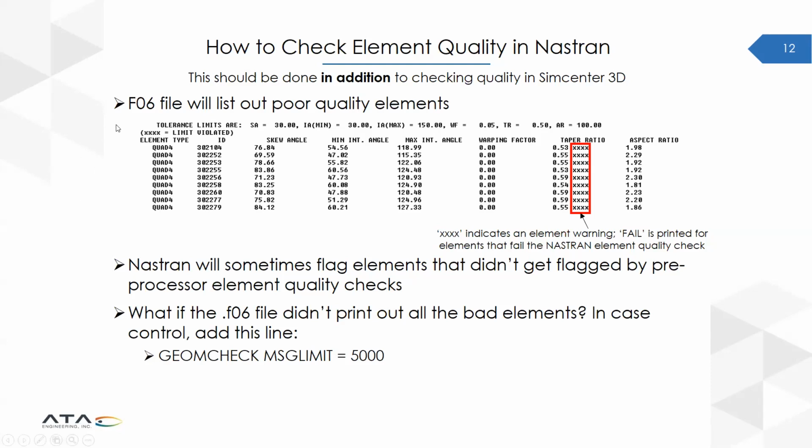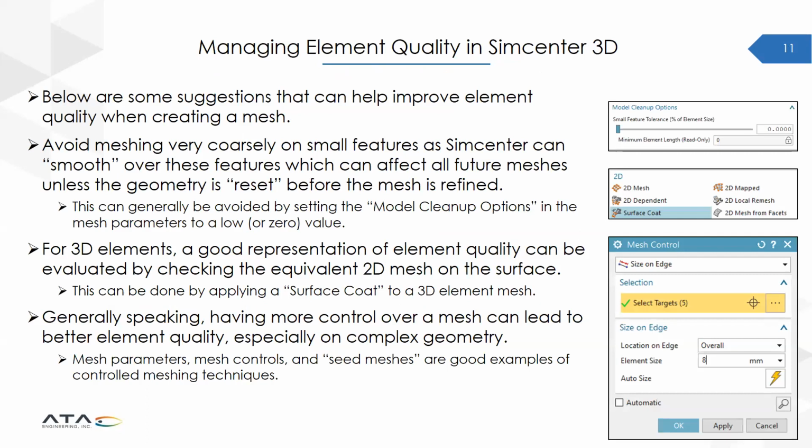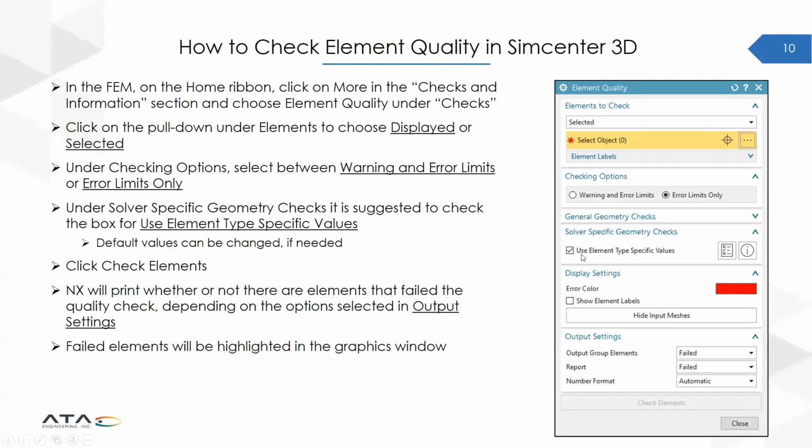On the top, you can see what the tolerance limits are for NX Nastran. Below, you can see a list of all the elements that have failed, indicated by these four X's here. Sometimes you can also see "fail" printed for elements that failed the element quality check. And sometimes Nastran can flag elements that didn't get flagged by Simcenter. However, when I identified the solver specific geometry checks before, ticking this box can help avoid that.